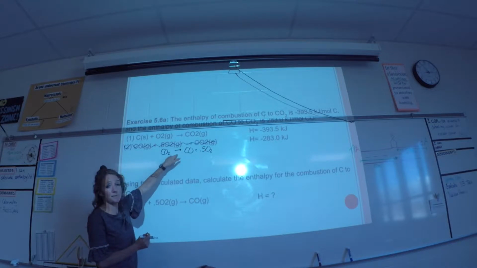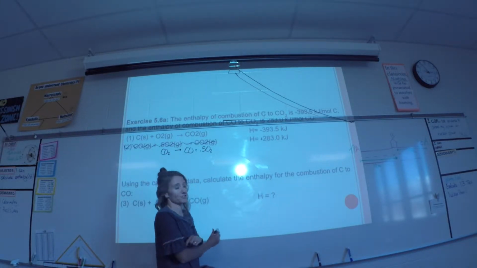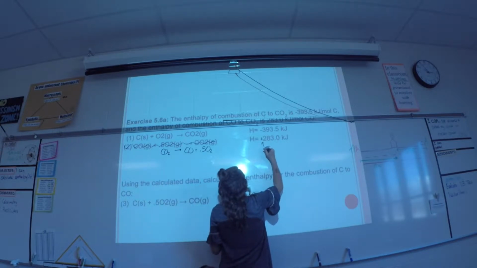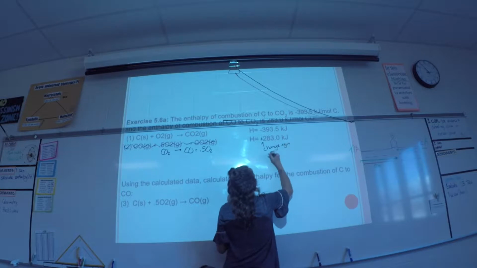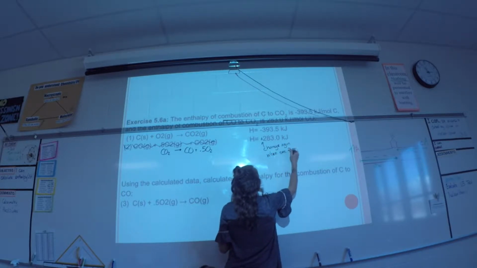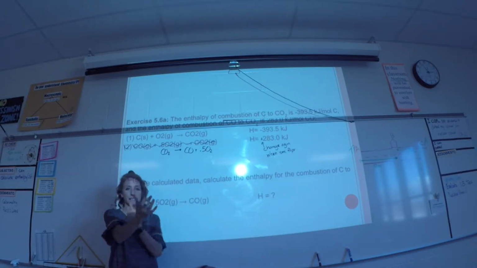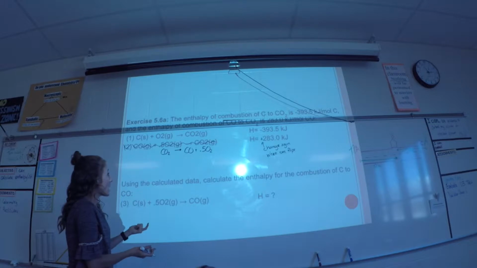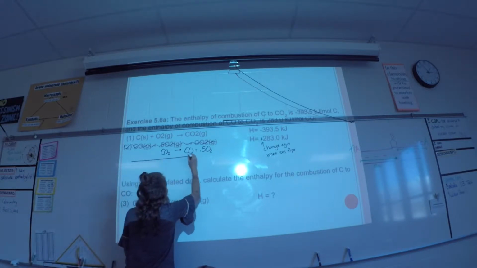Now, since I flipped the reaction here, that causes a sign change. So we change the sign when the reaction flips. Same value, just different direction, just like going down the road a different way, okay? All right, so now, since everything is in its right spot, what we're going to do is add it up together.